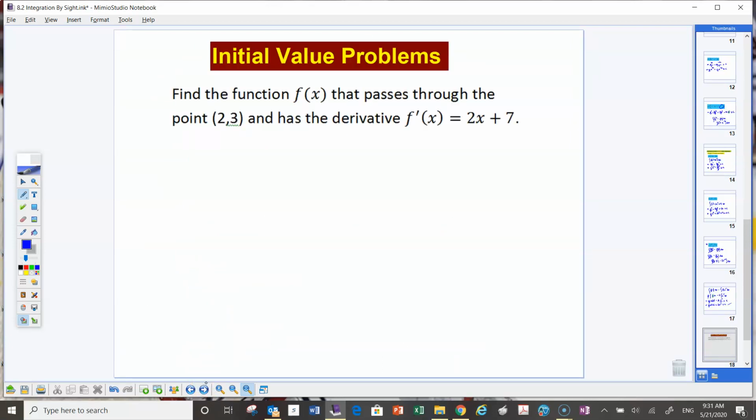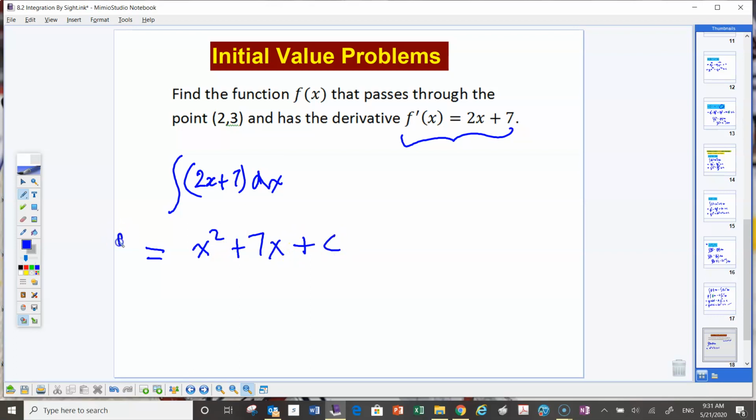Okay, we said at the beginning of the lesson that sometimes you'll be able to find that constant. So if we take a look at these initial value problems, this time we said find the function f of x that passes through this point and has this as its derivative. So the first thing I want to do is find the general antiderivative. So I'm going to integrate 2x plus 7 dx, and the integral of 2x is x squared plus 7x plus a constant. Now this is my function.